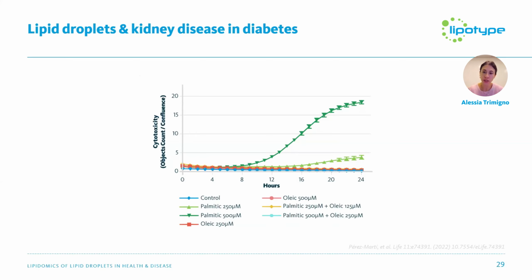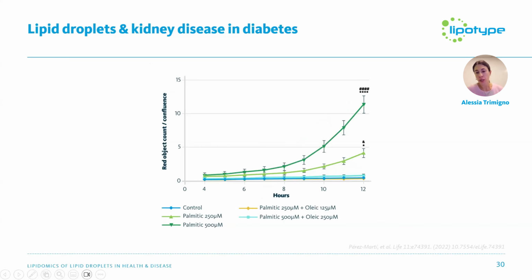especially between 4 to 12 hours. And this was a higher response in the later stages, especially at a higher concentration of palmitic acid, while oleic acid was not causing any damage to the cell, so no cell death or lowering of cell viability. And this was the most interesting part: if you were adding oleic acid to palmitic acid, oleic acid was able to have a protective effect against the damage of palmitic acid.